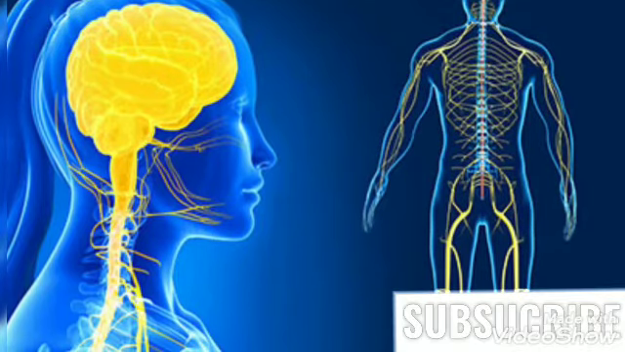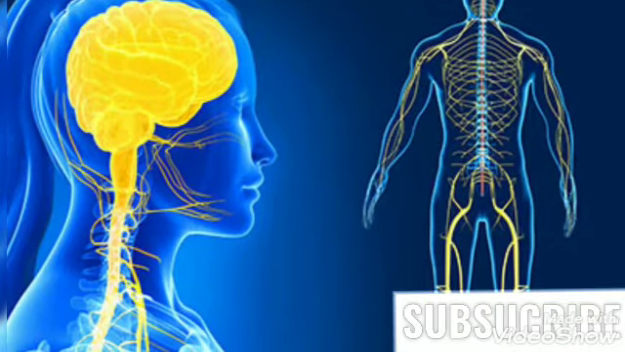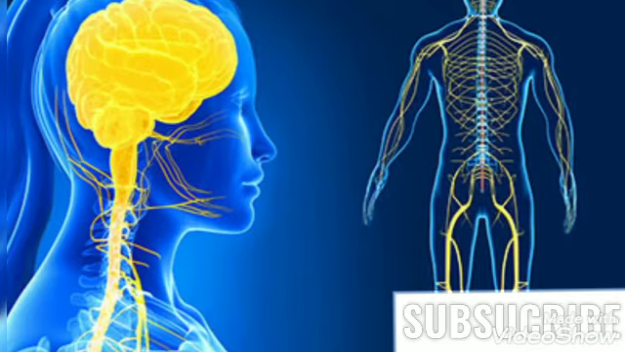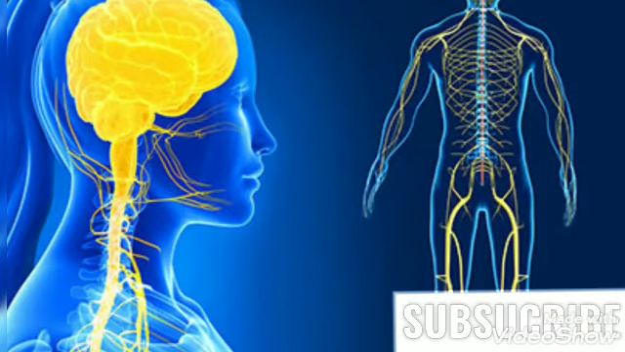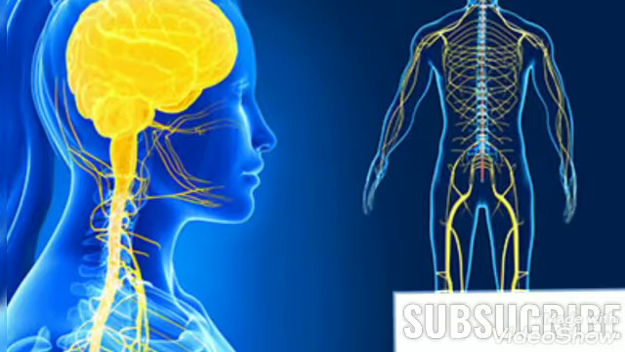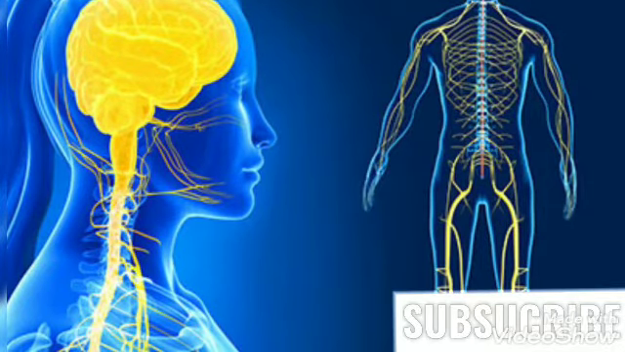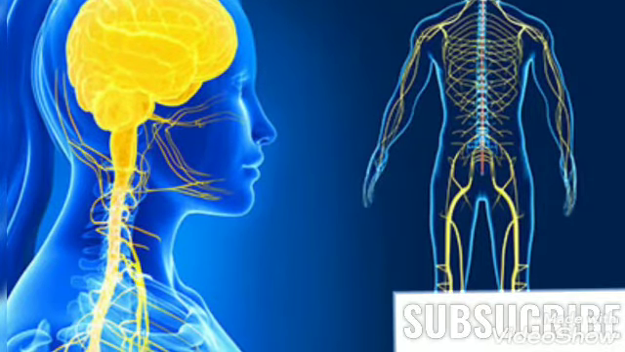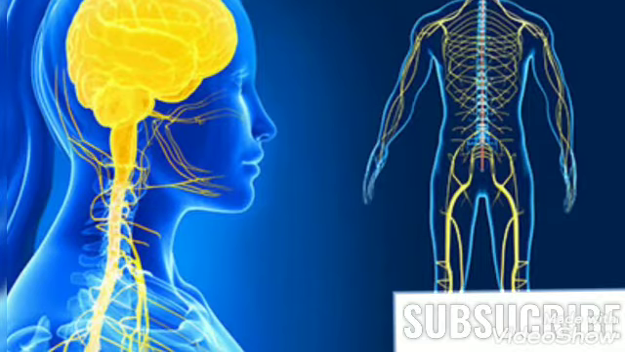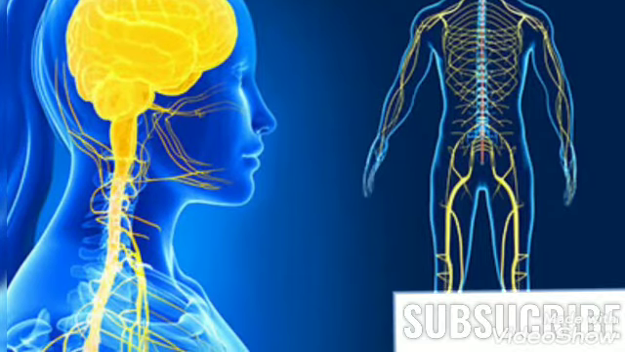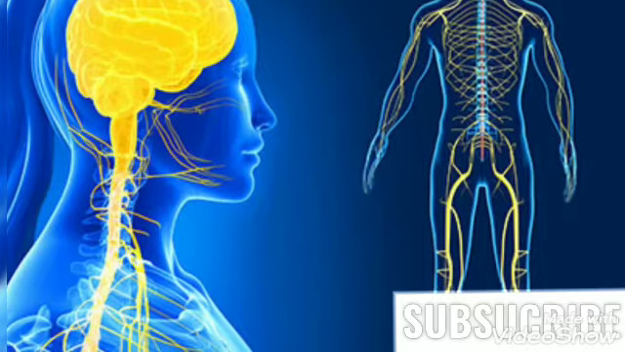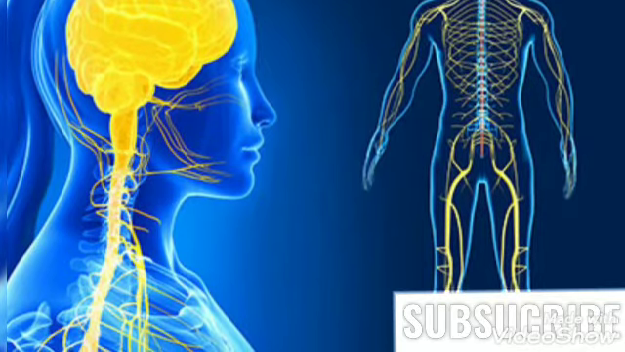Now we know that neurons communicate using electricity and chemicals. So the nervous system operates using an electrochemical process. An electrical charge moves through the neuron itself, and chemicals are used to transmit information between neurons.